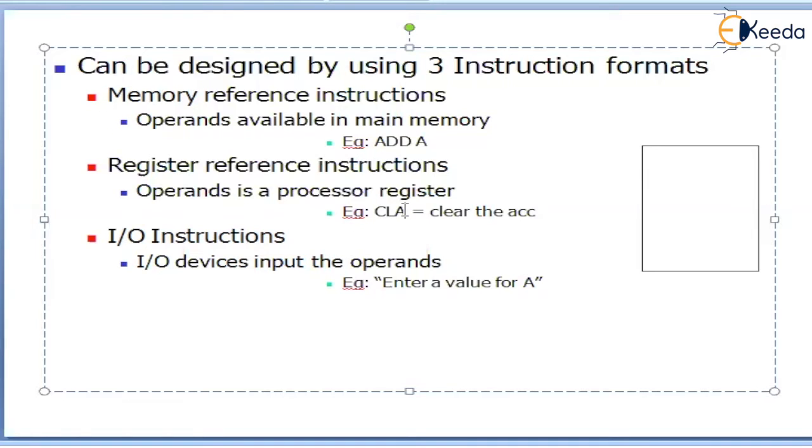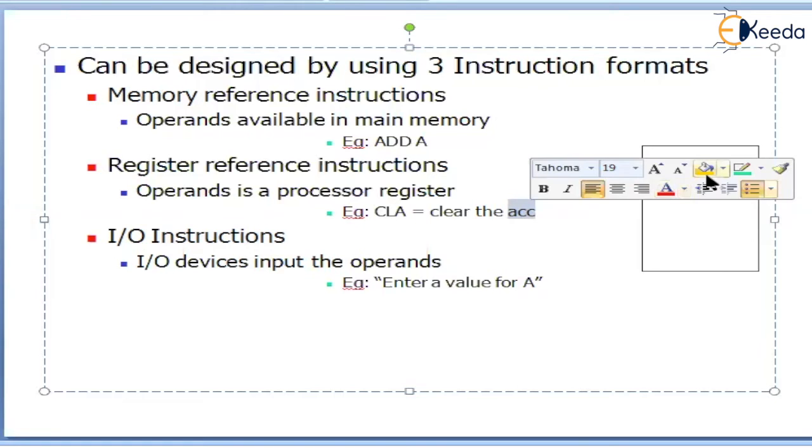Now for this instruction, where is the operand? Is the operand available in the main memory? No, the operand is available in the processor's register itself. What is the operand? Accumulator itself is the operand, and accumulator is a processor's register. Accumulator is not a memory location.